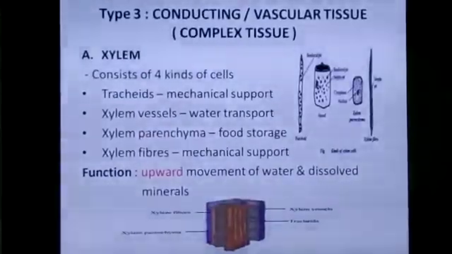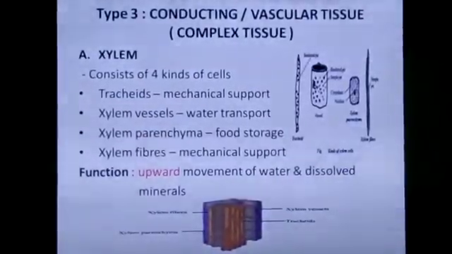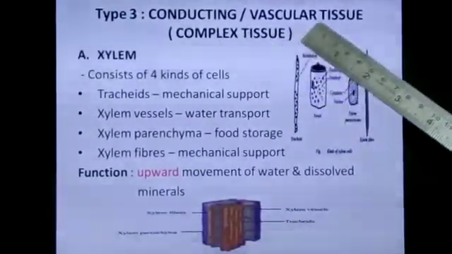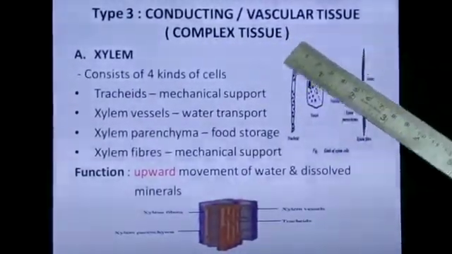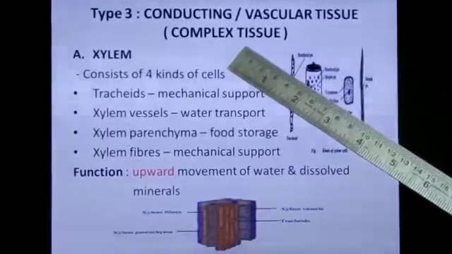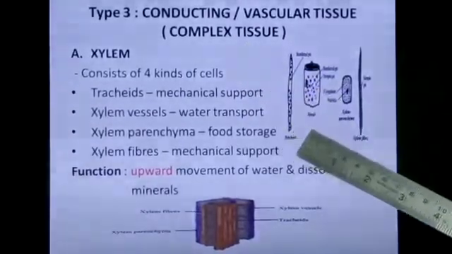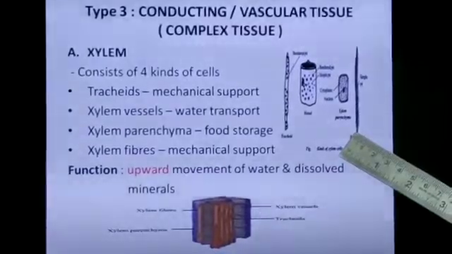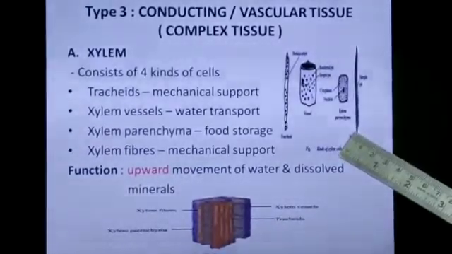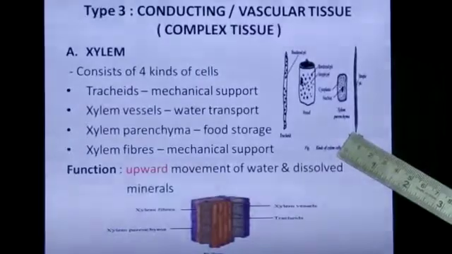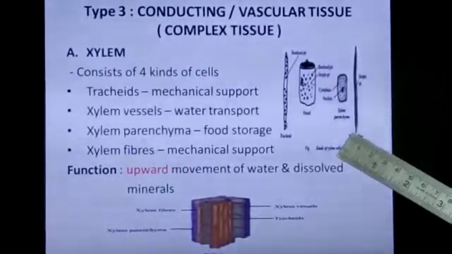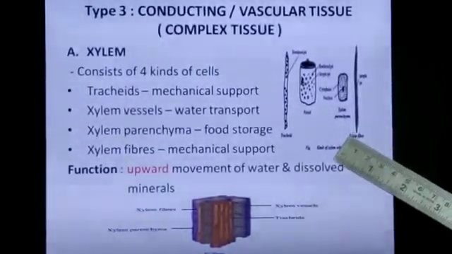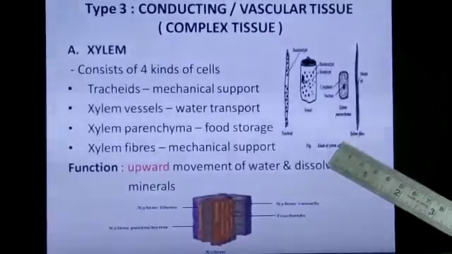We proceed to the third type of permanent tissue, that is conducting, also called vascular tissue. It is a complex tissue because it is made up of different kinds of cells. Now here I need to tell you, the previous tissues which we discussed just now are all simple kind because they are made up of only one kind of cell. Conducting tissue is of two types, xylem and phloem.